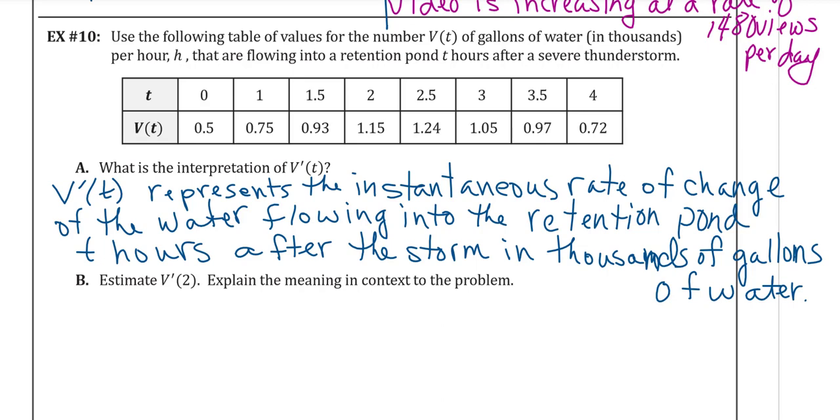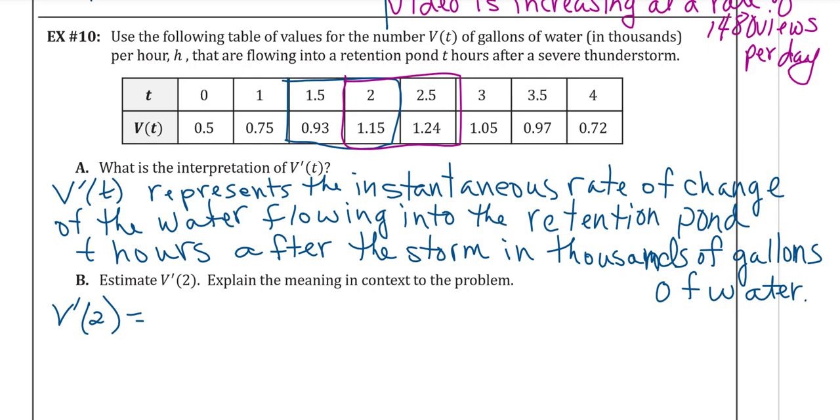Okay, part B says estimate V prime of 2, explain the meaning in context. So we're estimating it, so we're going to use a difference quotient to find the slope. So we should do this twice. They should be about the same. You're going to see these numbers are a little off. So we're going to do a difference quotient between 1.5 and 2, and then we'll do another one between 2 and 2.5.